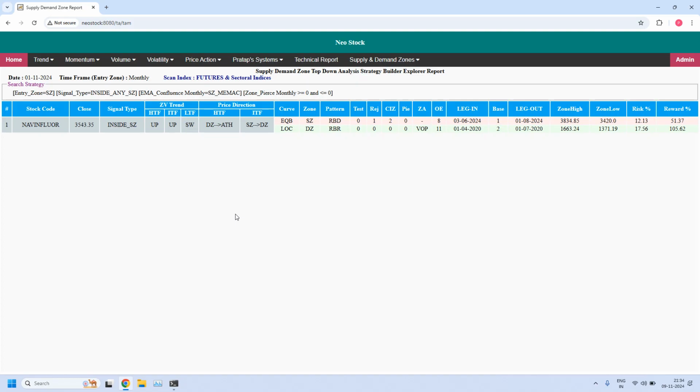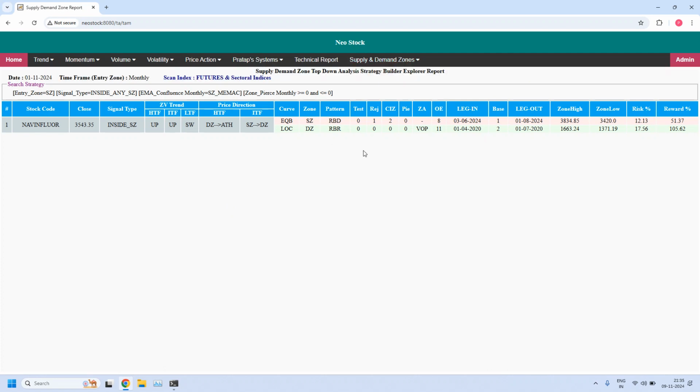Generally, EMA Confluence with monthly zones will be used as HTF zones for planning our trade setups, bullish trade setups or counter trend trade setups. Bullish trade setup, EMA Confluence with trend up, counter trade setup, EMA Confluence with downtrend. That is the way people will plan their trade setups. Okay, this is about monthly time frame.